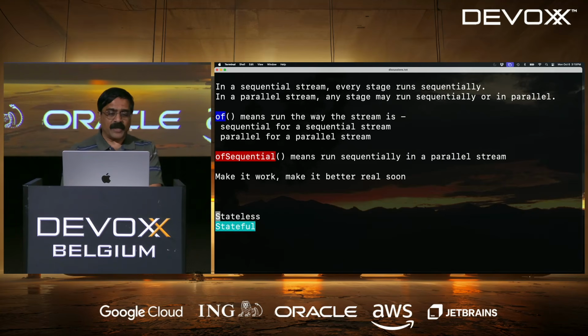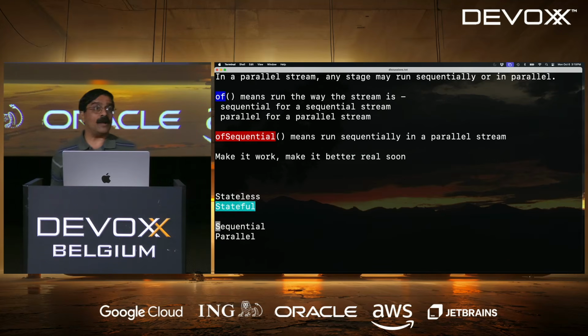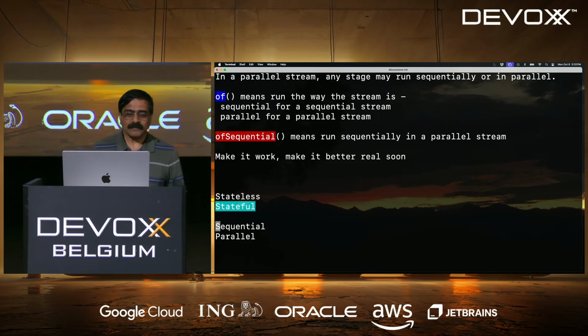Now, here is a question. Which of these two in your mind is simpler to implement? Stateless, definitely, right? So that's one angle. The other angle is sequential versus parallel. Can you run parallel when you have to run parallel, or do you have to run sequential?